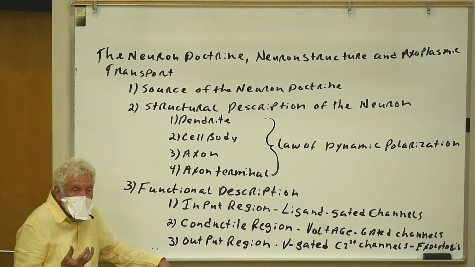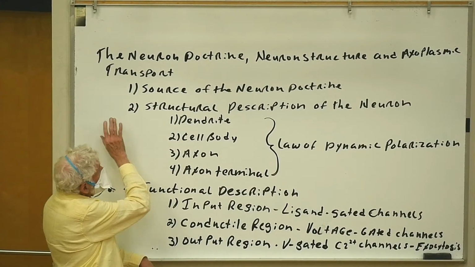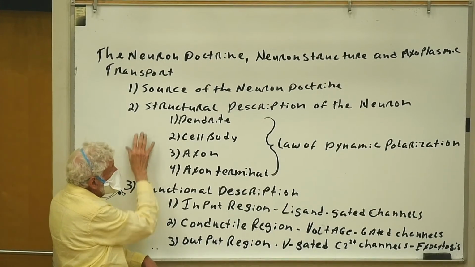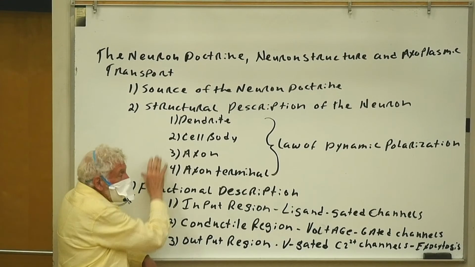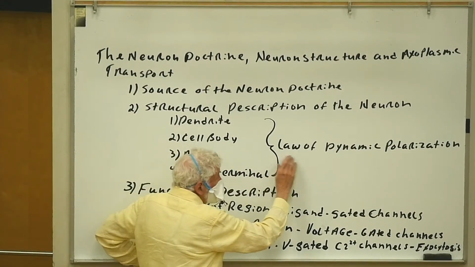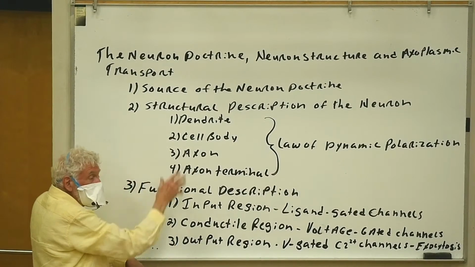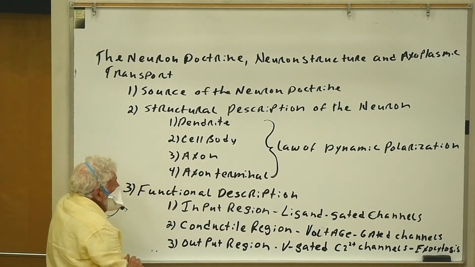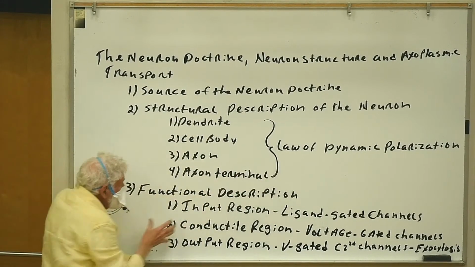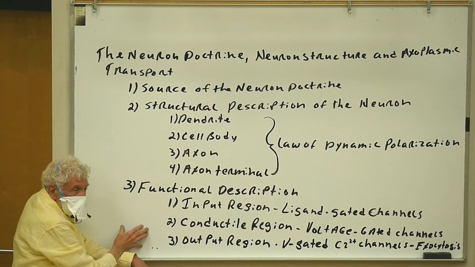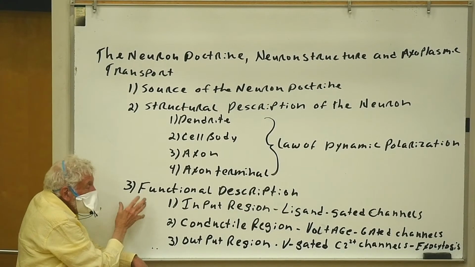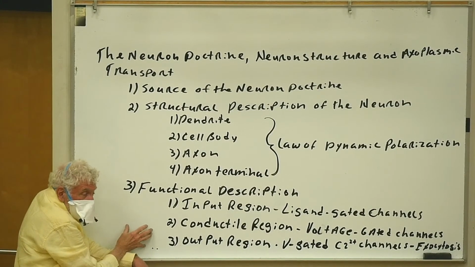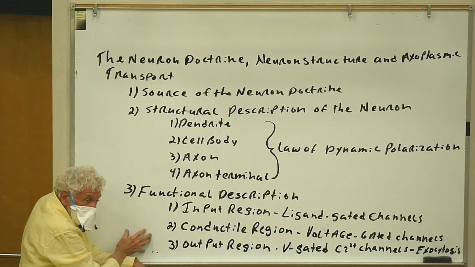but I want to go through it briefly and talk about that nomenclature, and then extend it from what I'm going to call the anatomic or structural description of dendrite, cell body, axon, axon terminal, and Cajal's insight of the law of dynamic polarization, moving electrical information from dendrite, cell body, axon to axon terminal, and extend this idea into what I'm going to call the functional description of the neuron.